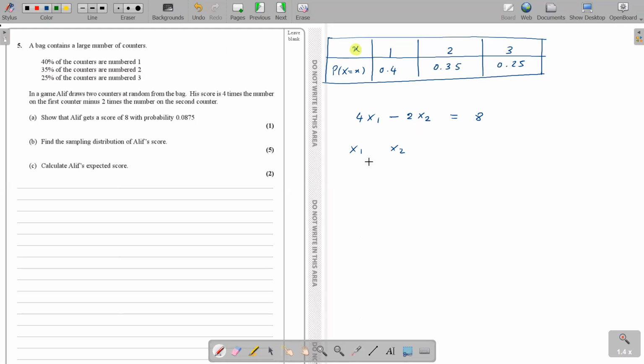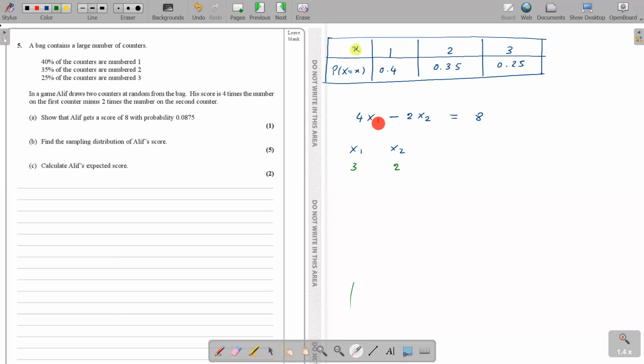For x1, we'll try with 3. 4 times 3, 12. Minus 2 times 2 is 4. 12 minus 4 is 8. Can you see? The 3, 2 combination works. Can I reverse that combination? 4 times 2, 8. Minus 2 times 3, 6. 8 minus 6 is 2. That doesn't work, because I need to get a score of 8. So is there any other combination that gives me 8?